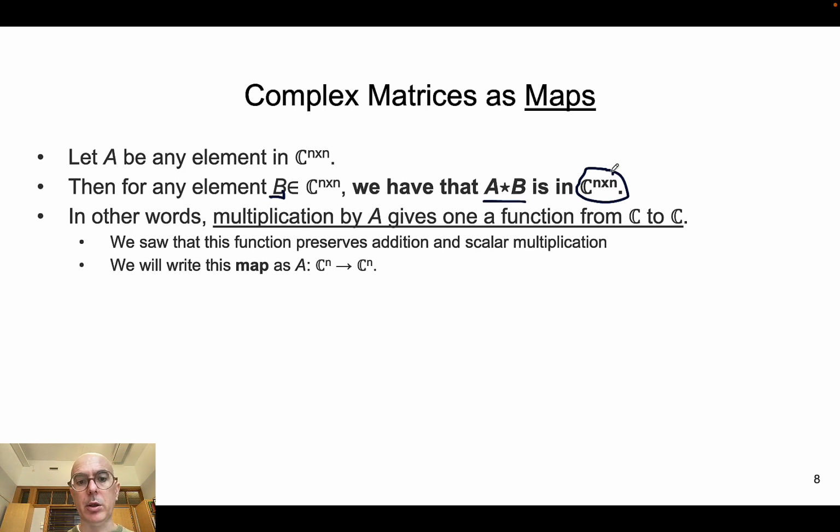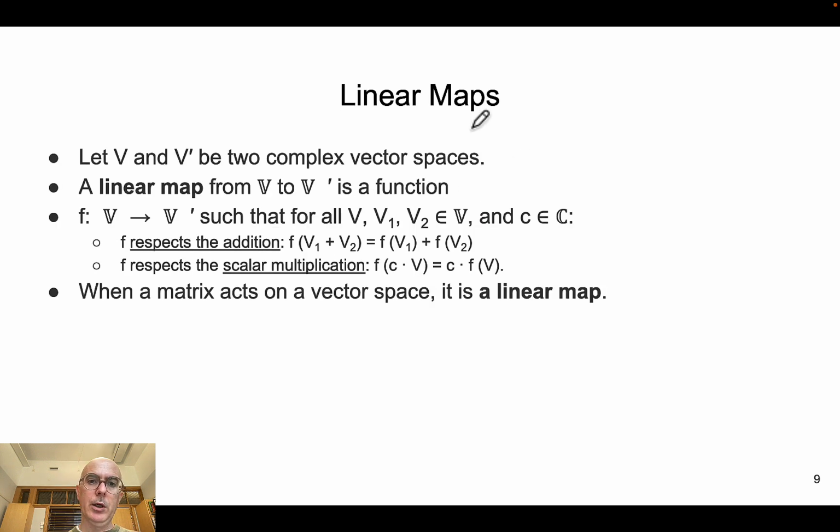In other words, multiplication by A gives one function from C^n to C^n. We saw in the previous slides that this function preserves addition and scalar multiplication, and we will write this map as follows. So this is a map arising from multiplication by A from C^n to C^n. We also talk about linear maps when the maps satisfy these two properties. First, respect for addition: our map F acting on V1 plus V2 is equal to F applied to V1 plus F applied to V2. So we can split it.